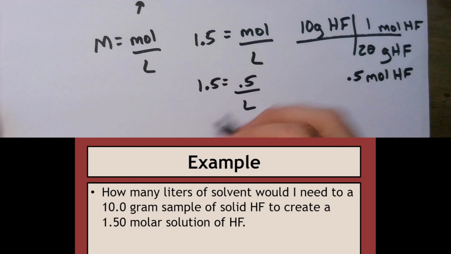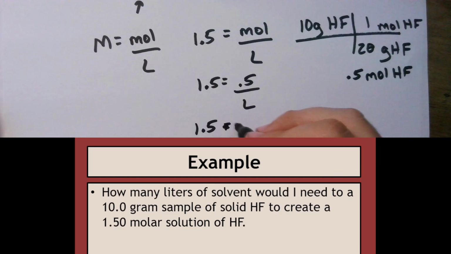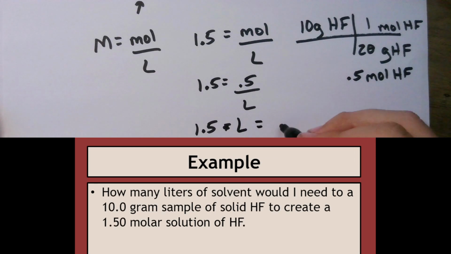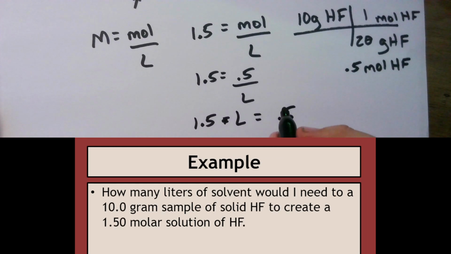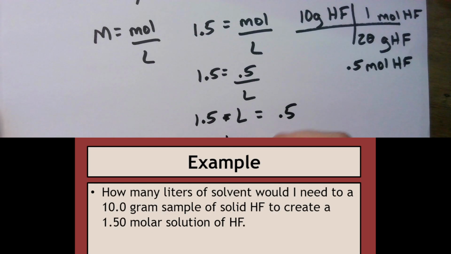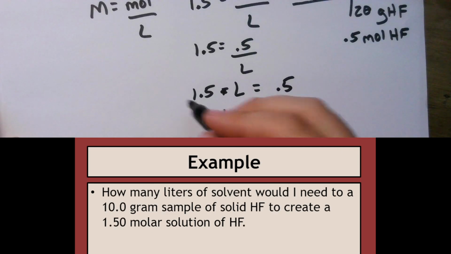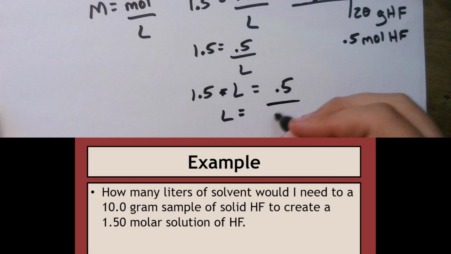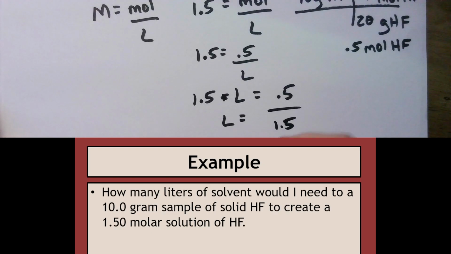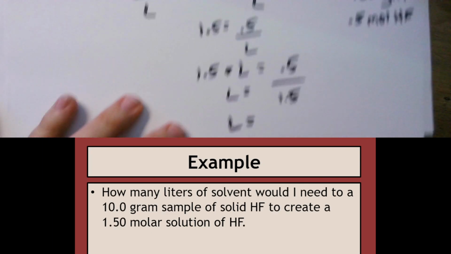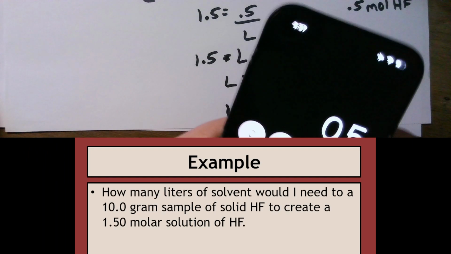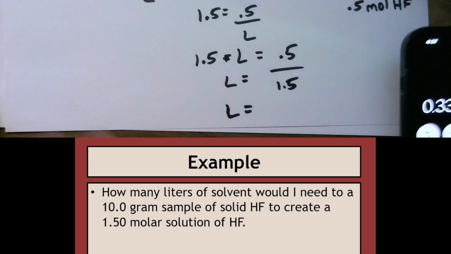I'm going to multiply both sides by L to get it out of the denominator there. 1.5 L equals 0.5. Divide by 1.5. L equals 0.5 divided by 1.5. L equals 1/3.